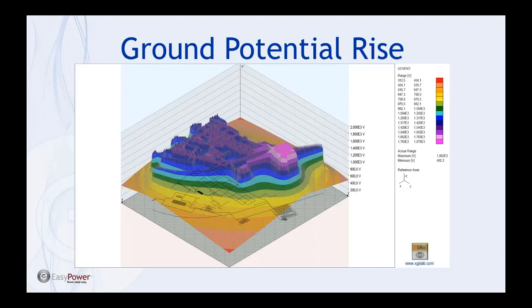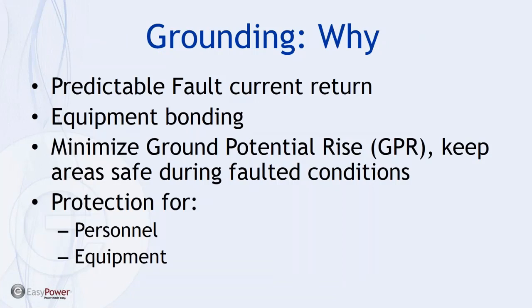So now jumping into why we do grounding analysis, why we do grounding calculations, why we ground. Generally speaking, we ground systems and perform equipment bonding to achieve a predictable fault current return path. A predictable fault current return path allows for fast and effective system coordination and fault isolation. This protects both equipment and personnel.